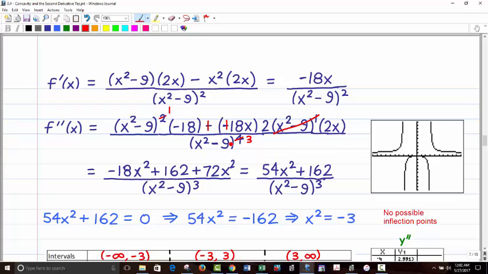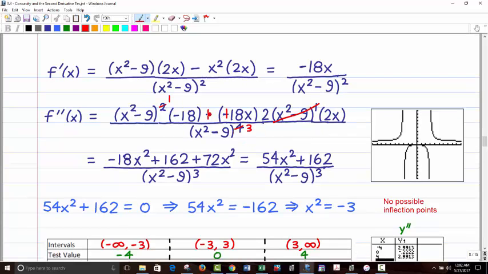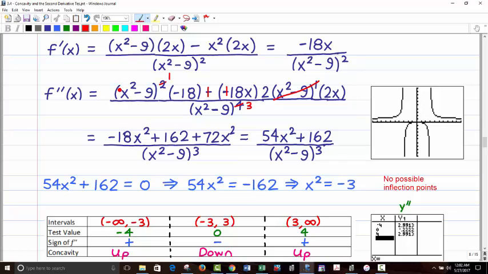So 2 to 1 drops that to 3. Now minus minus here made plus, so you have negative 18 times x squared minus 9, which gives you negative 18x squared plus 162. And then here you have 18x times 2 times 2x, which is 72x squared. And then you have 2 like terms in the numerator you can add together. That makes 54x squared. And the bottom is x squared minus 9 cubed.